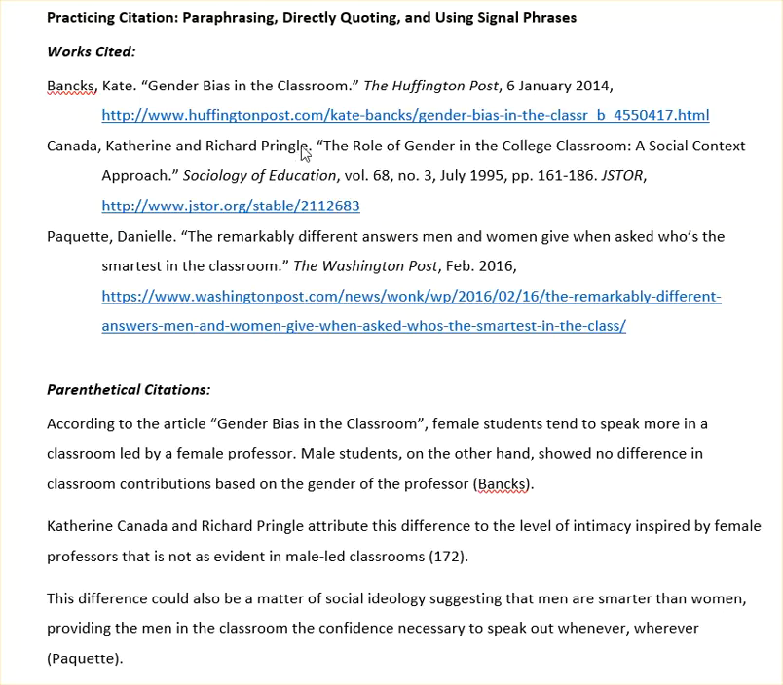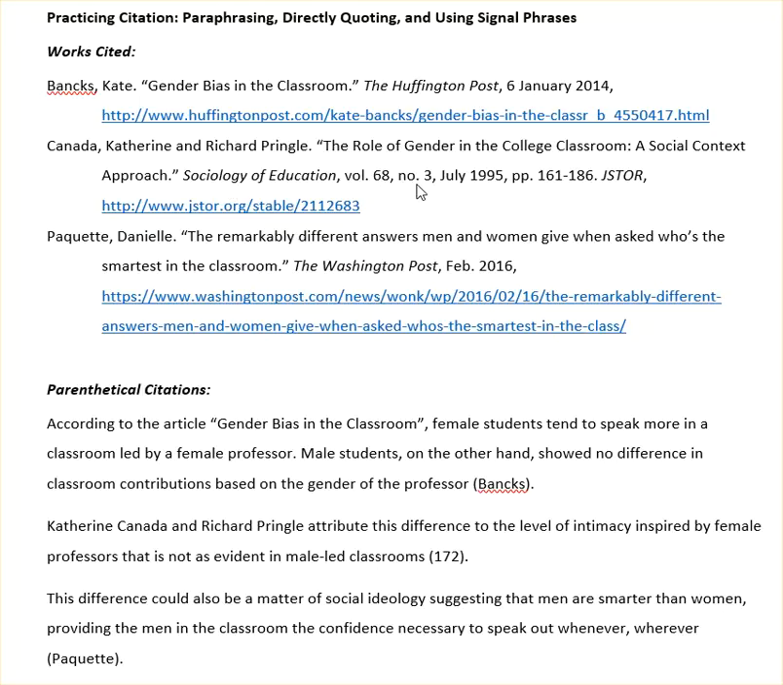This next source is an article in a scholarly journal that I found through KCC's databases. It follows a quite similar pattern. You have the author's last name, comma, first name. In this case, there were two authors, so the two authors are connected by an "and." You'll notice only the first author's name is inverted. Then you have the article title, again in quotation marks, and the container, or where the article was found, which is the Sociology of Education journal, which is in italics.